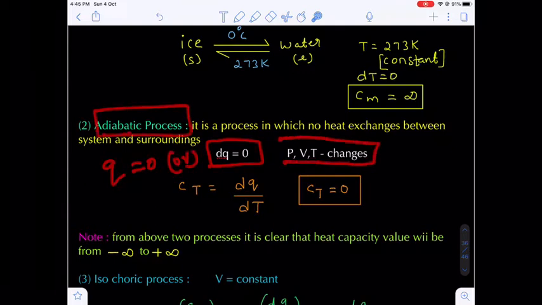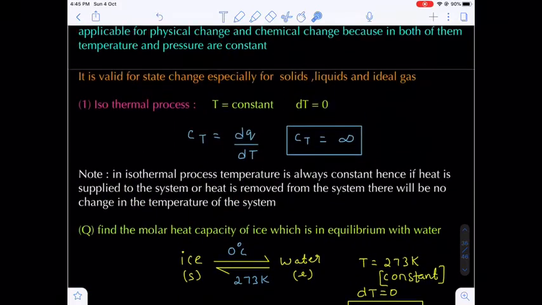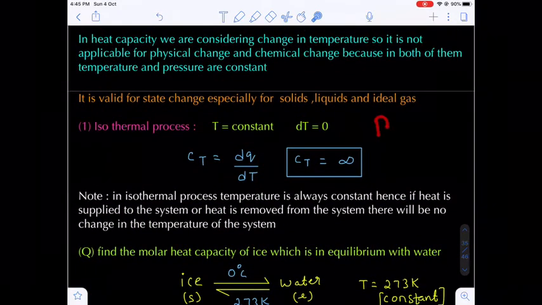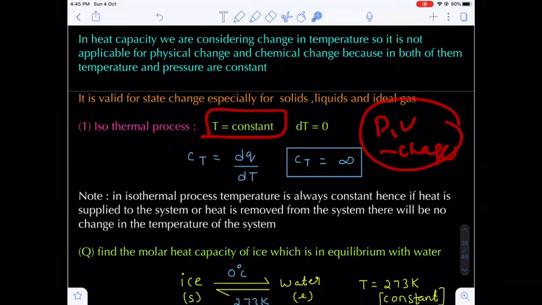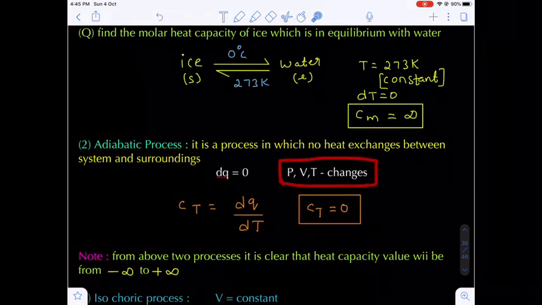Now in adiabatic process, we know all the three parameters, that is the state variables, pressure, volume, temperature. All these values what happen? Changes. Are you getting my point? Whereas in isothermal process, only pressure and volume change, because the temperature is constant. But whereas in adiabatic process, pressure, volume and temperature are all variable. Are you getting my point?